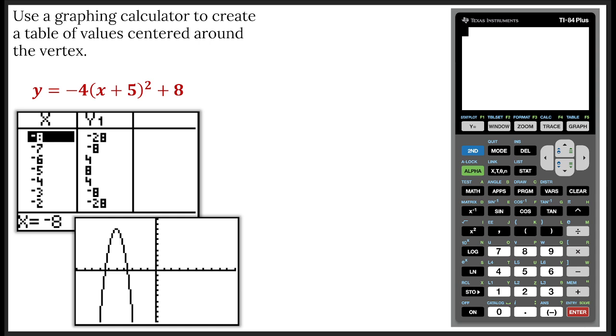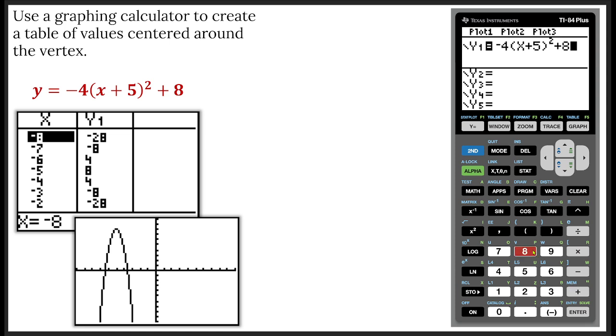If I go to this button, where's my mouse at? Right there. This button right here that says y equals, I'm going to click that button right there. I need to type this function in. So I have -4 parentheses x plus 5 close squared plus 8. All right, you can hit enter, you can leave it alone, that's totally fine.